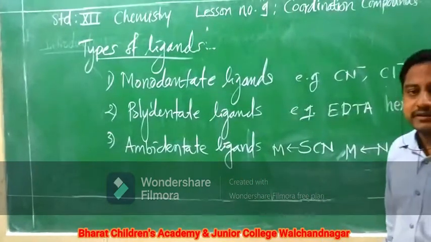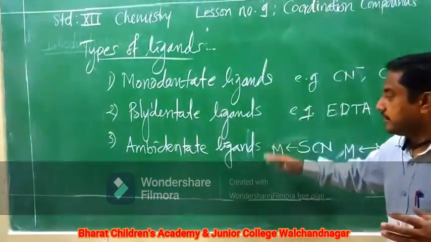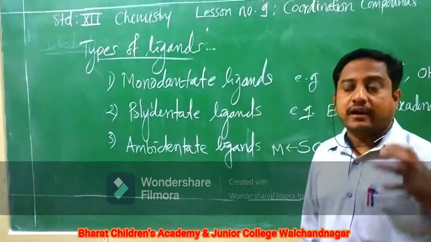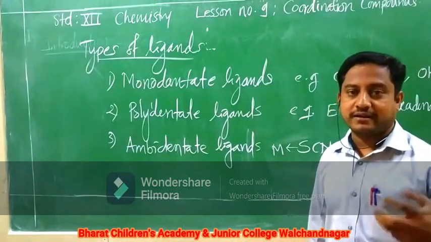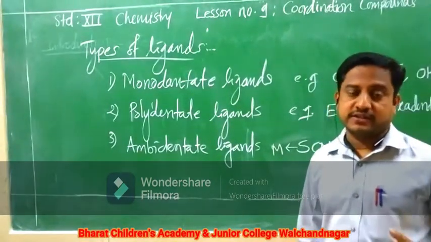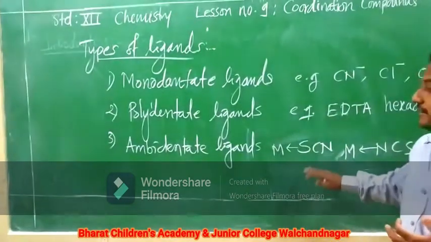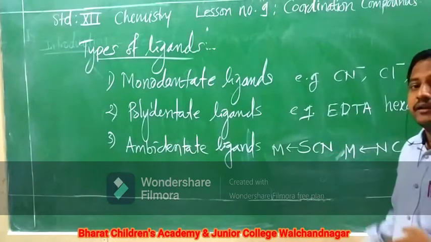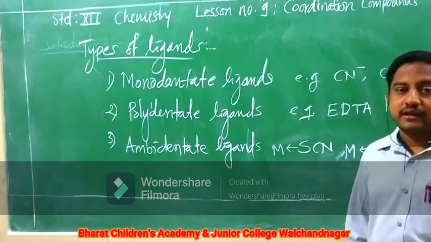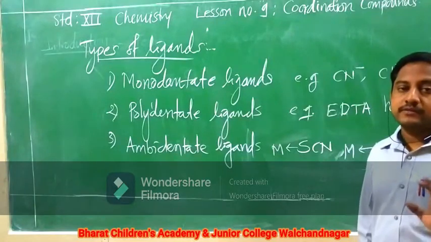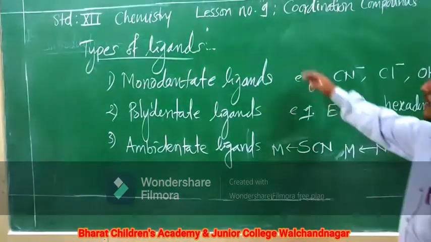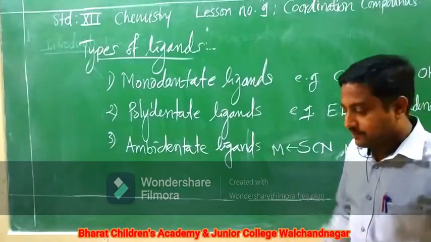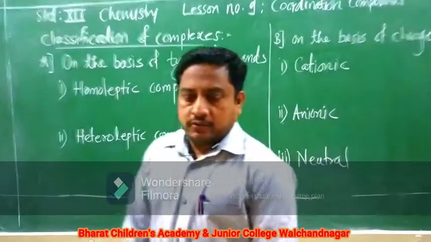See, there is a clear-cut difference between the polydentate ligand and the ambidentate ligand. In case of the polydentate ligand, more than one atom can form a bond at a time with the central metal. Whereas in case of the ambidentate ligand, a single atom from the ligand can form a bond with the central metal at a time. That is how you can see these are the three types of ligand: monodentate ligand, polydentate ligand, and ambidentate ligand.